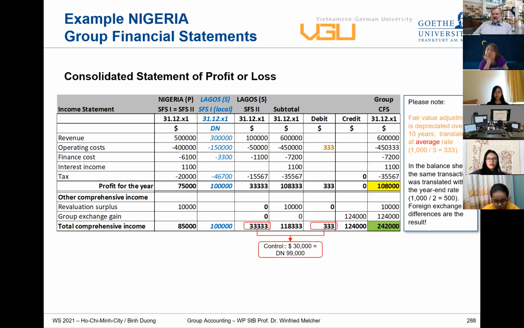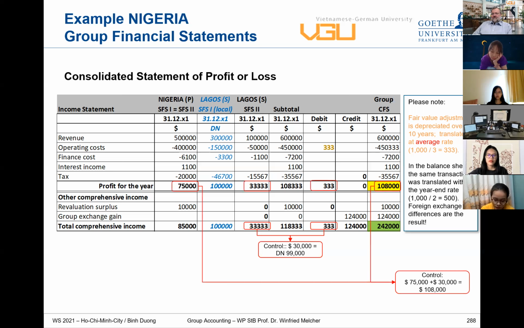Well, then, yeah, that's all. And you know, I'm a control freak, so I just try to control that the dollar amount of 30,000 equals the dinar 99,000. So in the end, we will have that additional depreciation sitting in here. And after that depreciation, the dinar amount is 99,000.